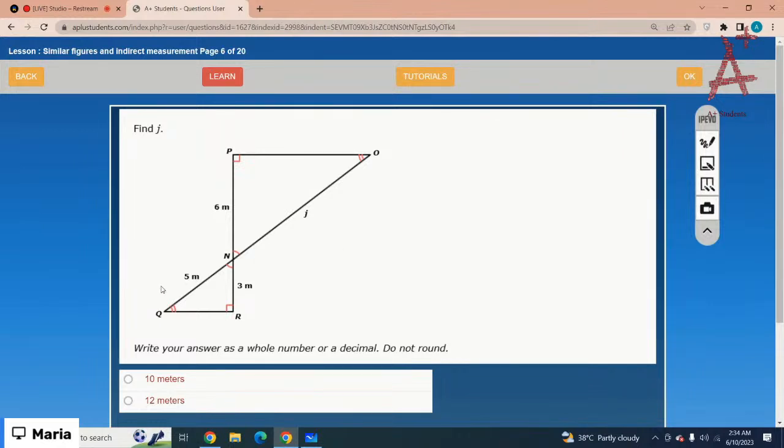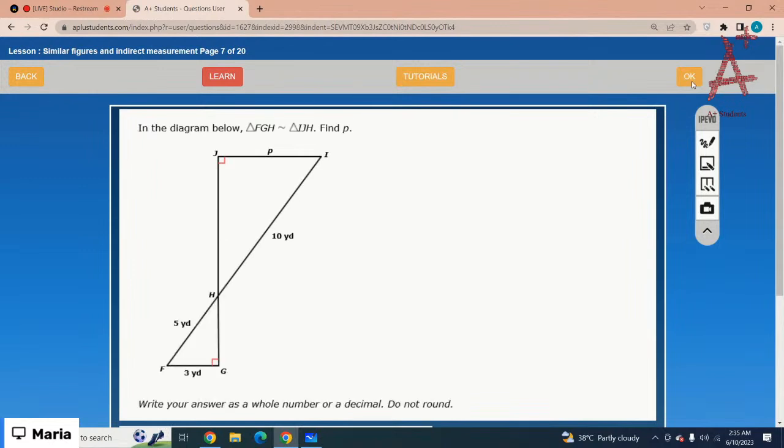Okay, you can see here this one is 5. This one is 3. This NR and NP are similar sides. Then NQ and NO are similar. So this is 3, this is 6. This one is double of this one. That means this would also be double of this one. It would be then 10 meters. Got it?